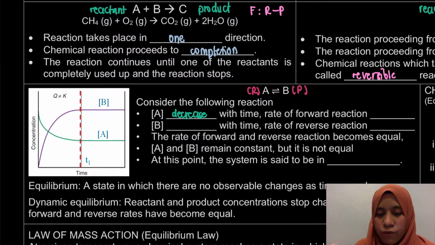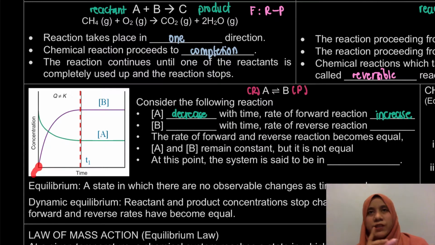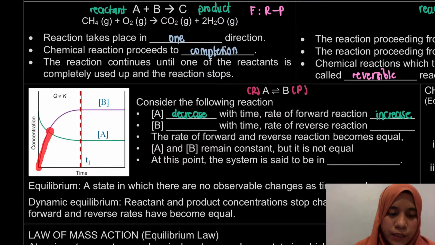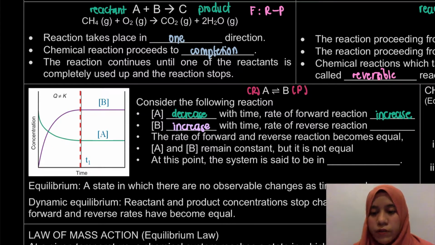So, the rate of forward reaction will increase. That means the reactant becomes product. So, they increase. Okay, so that is for our A. So, now we look at B. Okay, so B starts at 0 because remember, at the start of the reaction, the product has not formed yet. So, for the case of B, we see that as time proceeds, our concentration increases. Okay, so the rate of reverse reaction will also increase.